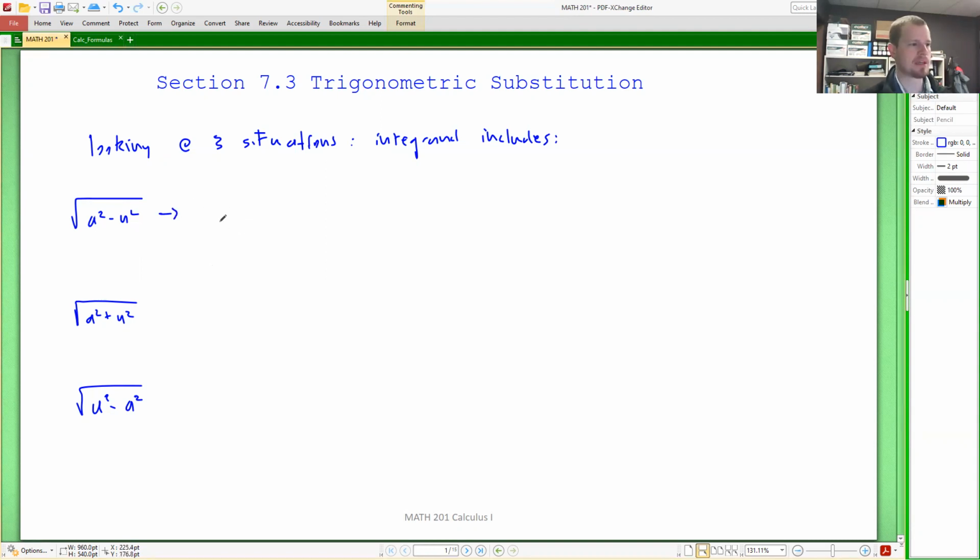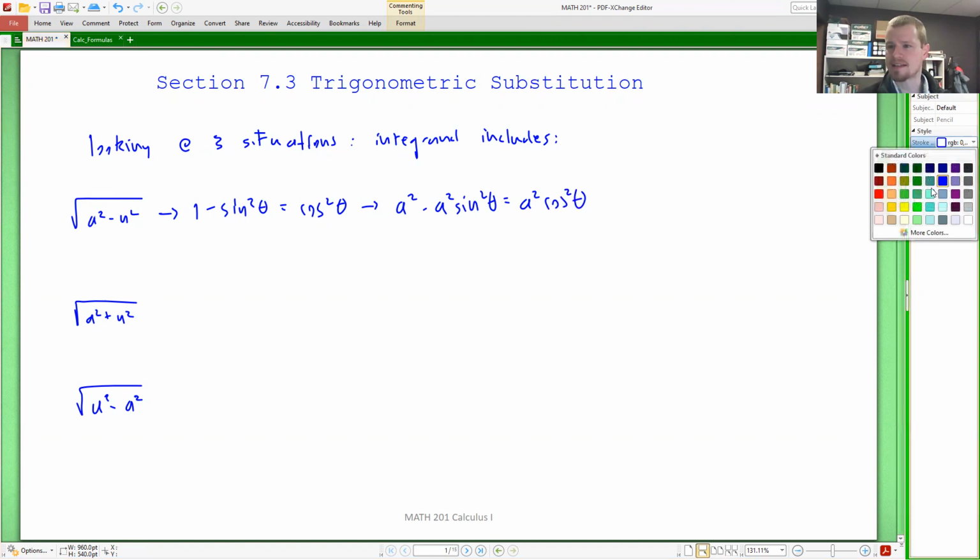The first one being that if we have a number minus sine, or 1 minus sine squared theta, this is equal to cosine squared theta. So this is a Pythagorean identity, and we can use this. If we multiply both sides by a squared, then we would get a squared minus a squared sine squared theta is equal to a squared cosine squared theta, which is fantastic.